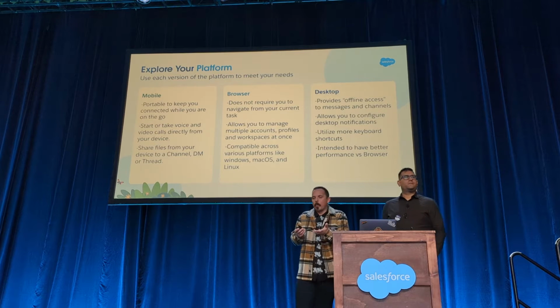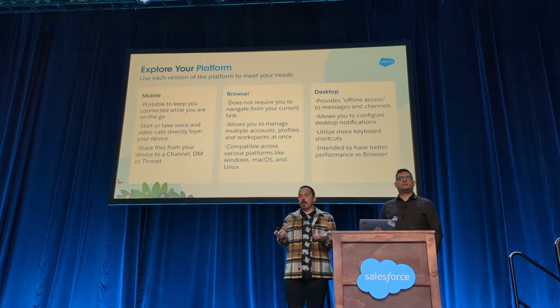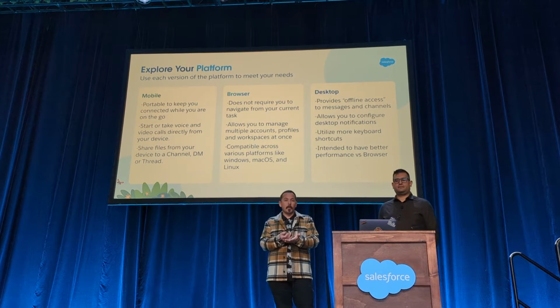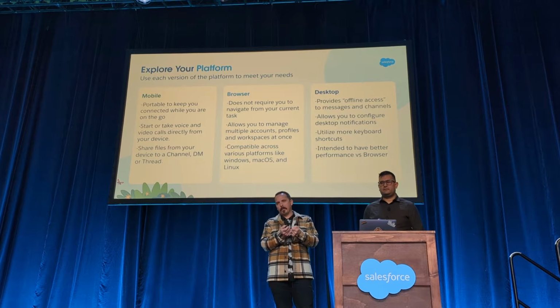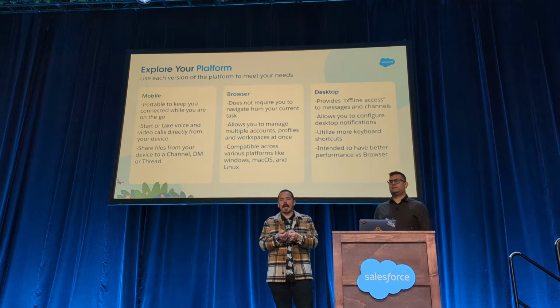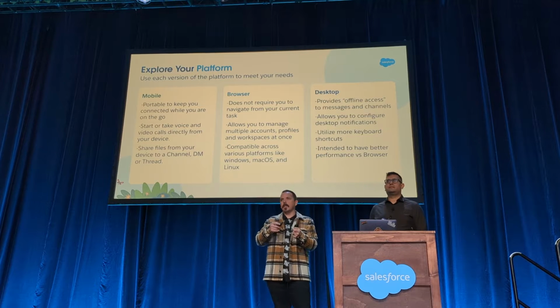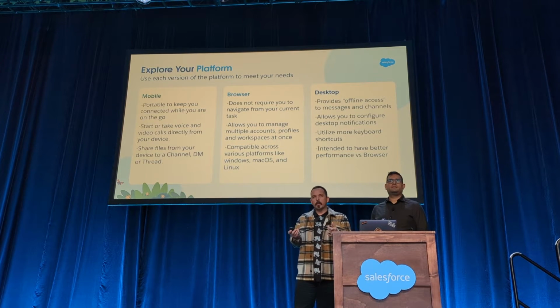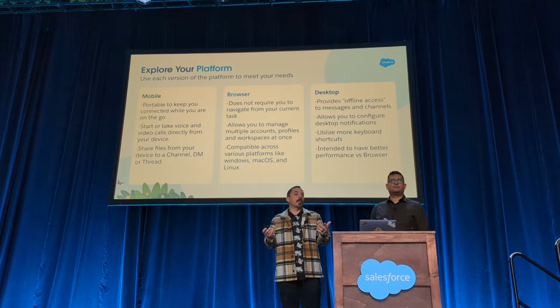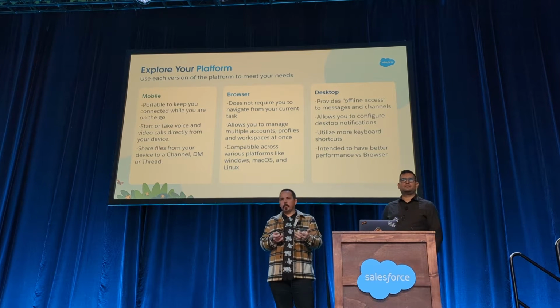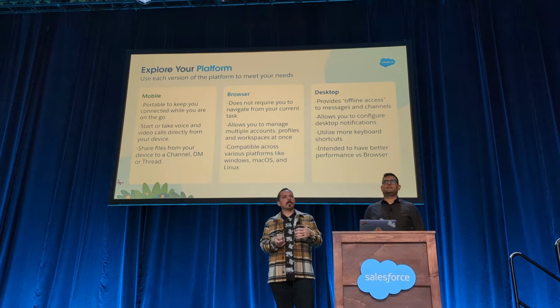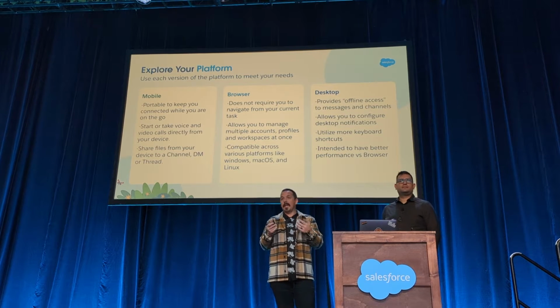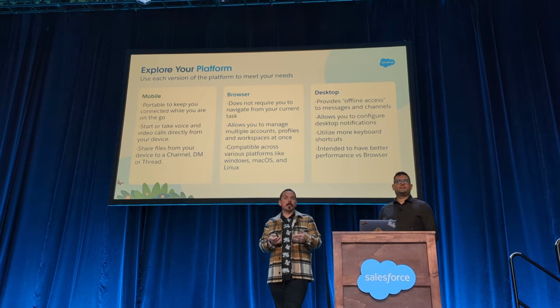With the mobile, you get that portability, the ability to use it anywhere, and to share files directly from your phone. We all take pictures with our phones, so if you want to share one in a channel, it's always easy to do instead of having to go to your desktop, upload, and all that kind of stuff. The browser is really good for when you're on a computer that might not be yours. At work, we all share computers. We have work computers, home computers, all that kind of stuff. So the browser is a way to get to Slack and use it right from your browser.